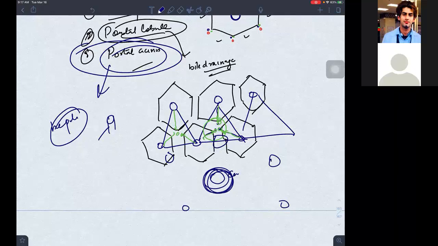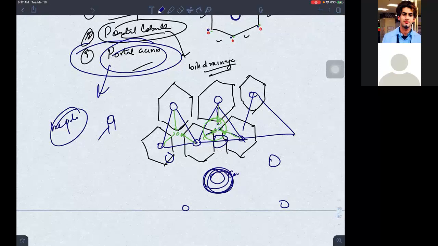The classical lobule is just telling a structure, a hexagon, isn't it? Old people think like this: the classic lobule is a hexagon. The portal lobule is what? It is triangular. The portal lobule is triangular and is based on bile drainage.